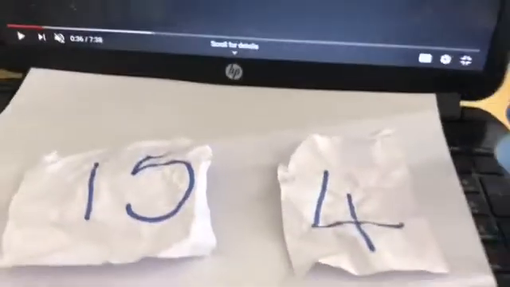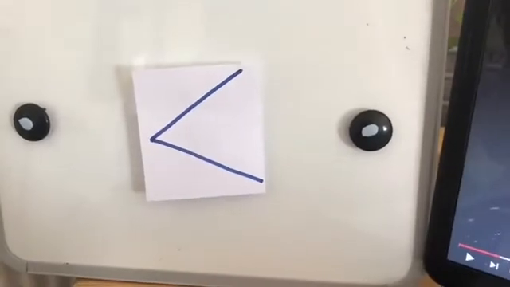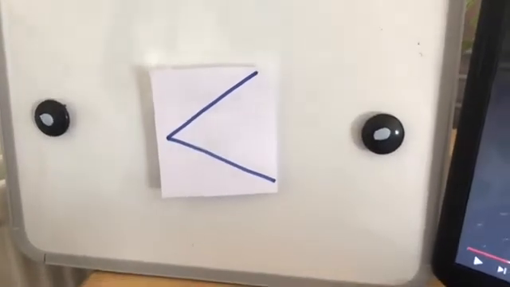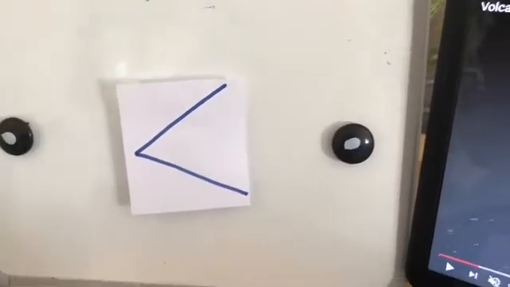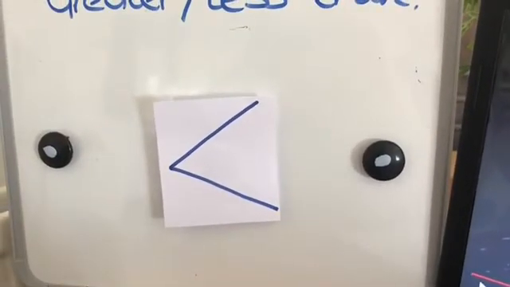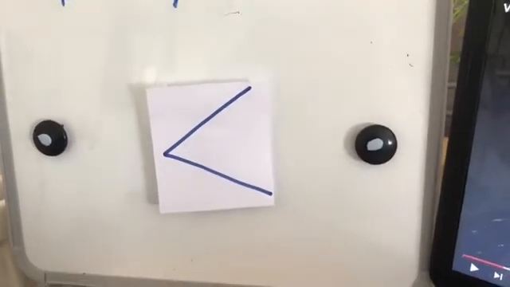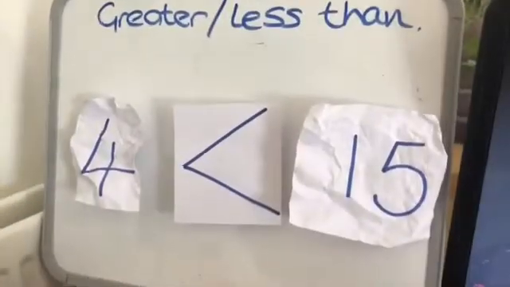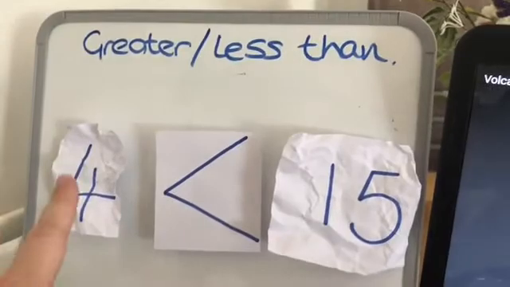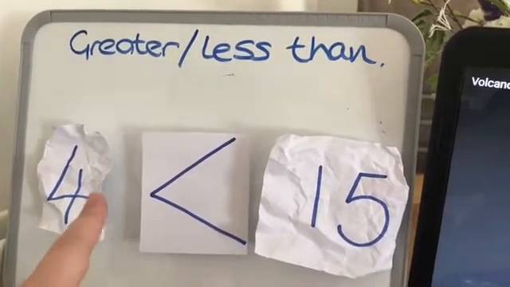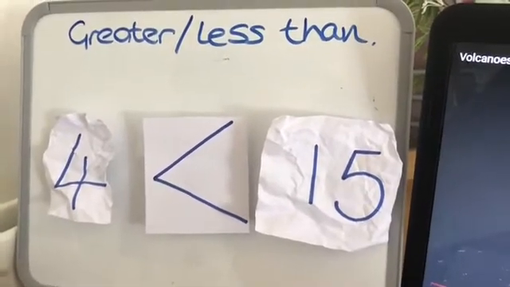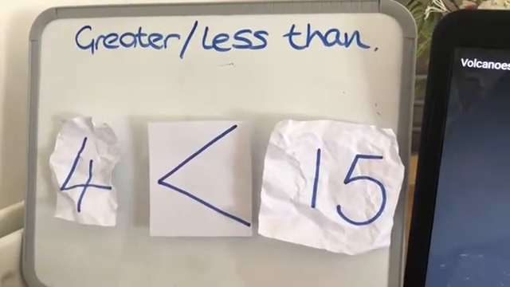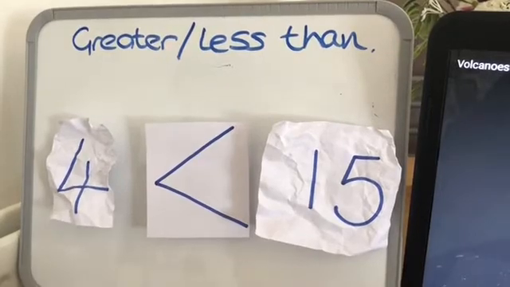So I want you to think about which one would go where on here. Which one is the bigger number? Which one is the smaller number? The smaller number will go this side, the bigger number will go this side. So have a think about where you would put the 15 and where you would put the 4. Right, so I hope you've thought about it, and I hope you've put the 4 on this side because it is smaller than the 15. So that number sentence will read 4 is less than 15.